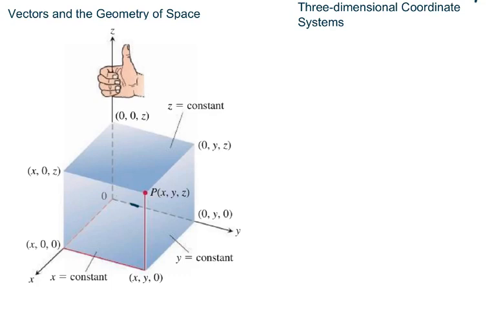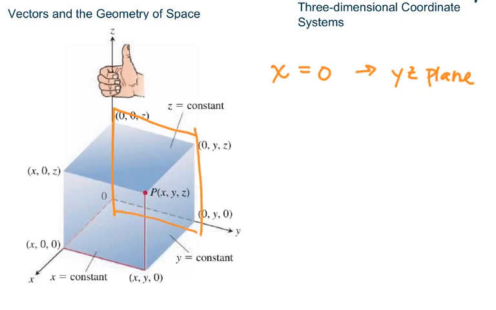Now, if we think about graphing a plane here, if we think about graphing x equals 0, x equals 0 is the YZ plane. And that is the vertical plane through the Z and Y axes. So this plane that is showing up right here extends on both sides, but this is the vertical plane.